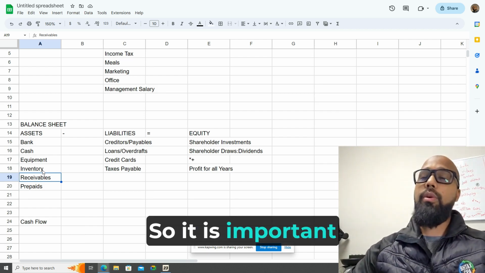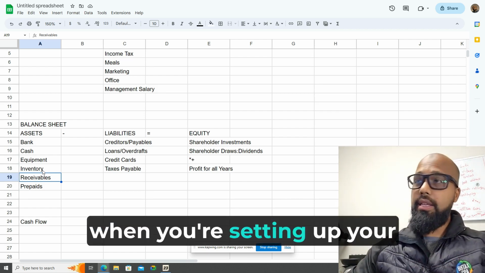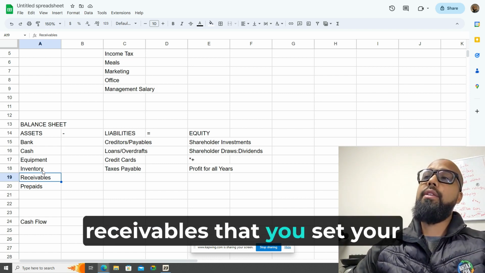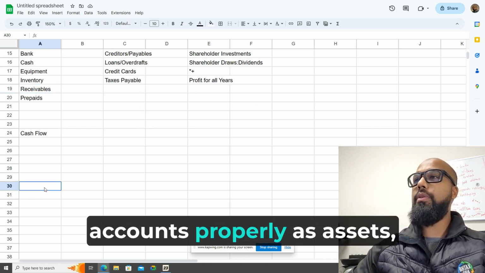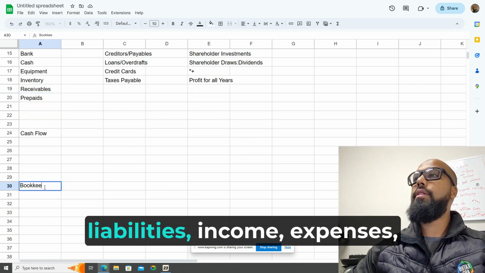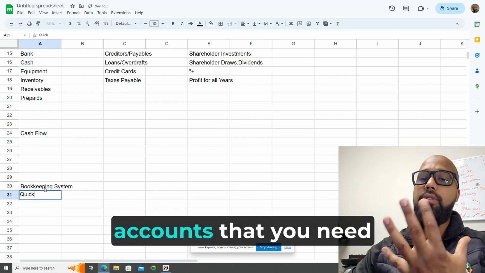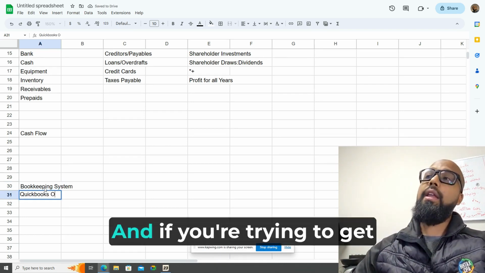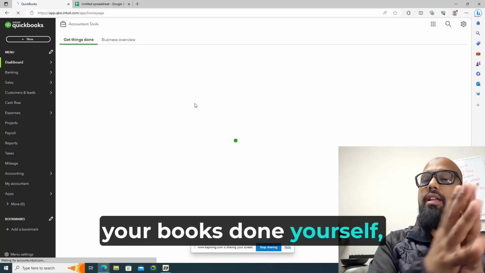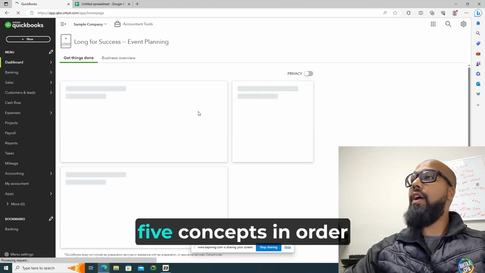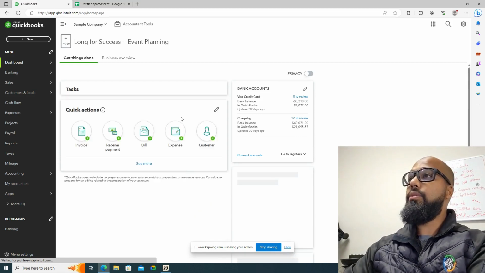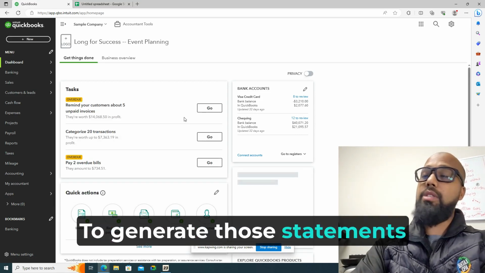And then QuickBooks will just generate those statements for you. So it is important when you're setting up your accounts that you set them up properly as assets, liabilities, income, expenses, or equity. Those are the 5 main types of accounts that you need to be setting up. And if you're trying to get your books done yourself, you have to understand these 5 concepts in order to be able to generate those statements properly.